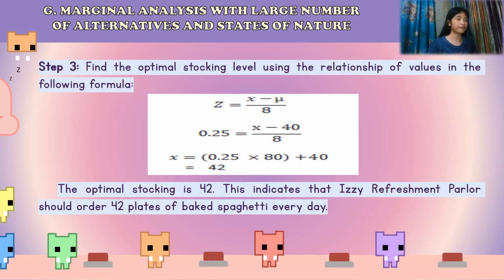Our step 3, we have to find the optimal stocking level using the relationship of values in the following formula. So, Z is equal to X minus the mean divided by standard deviation. So, ang ating Z-score is already provided in the problem, which is 0.25, so we just have to write it. 0.25 equals X minus 40 divided by 8.